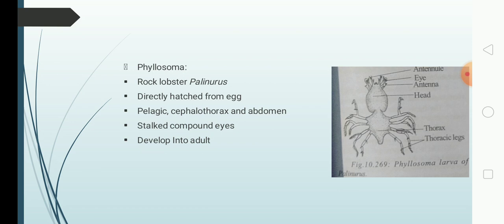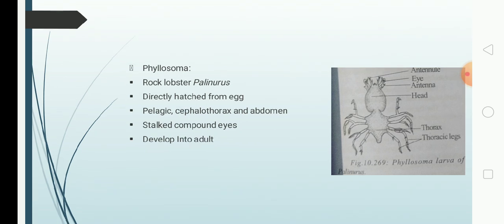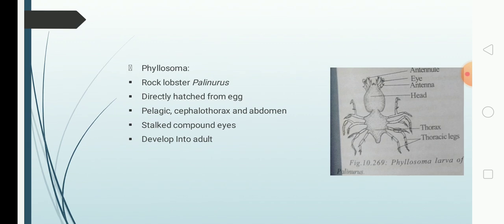It is a pelagic larva, and its body is divisible into cephalothorax and abdomen. The cephalothorax is covered by an oval carapace, and it has a pair of eyes which are stalked and compound. The thorax has only 4 pairs of appendages, whereas the abdomen is without appendages, and the phyllosoma then develops into the adult, that is the rock lobster. This is about the different forms of larval crustaceans.